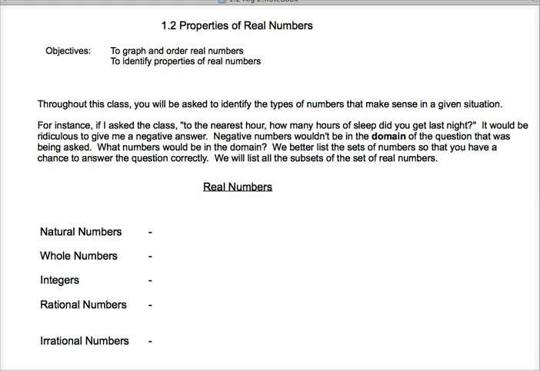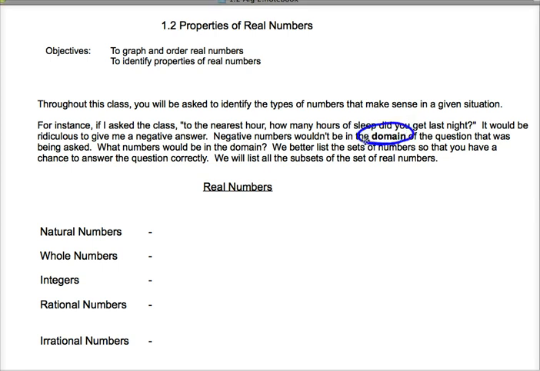I got natural numbers, whole numbers, integers, rational numbers, and irrational numbers, and we're going to jot down what those are in a second. Before we do that, looking up above there, I'm posing a question. If I asked you to the nearest hour, how many hours of sleep did you get last night? There are certain things you couldn't give me for an answer, and I said negative numbers wouldn't be a good answer. Negative numbers would not be in the domain of the question.